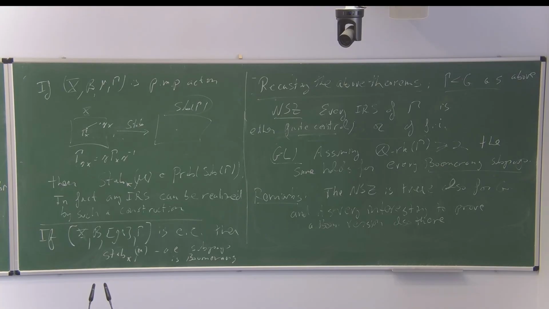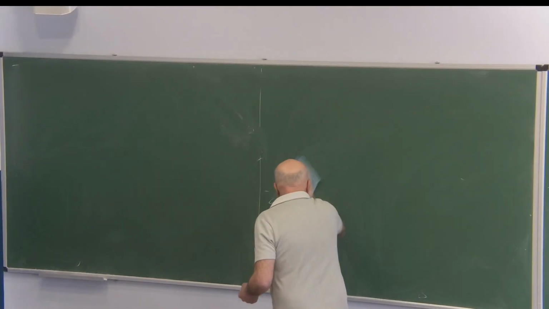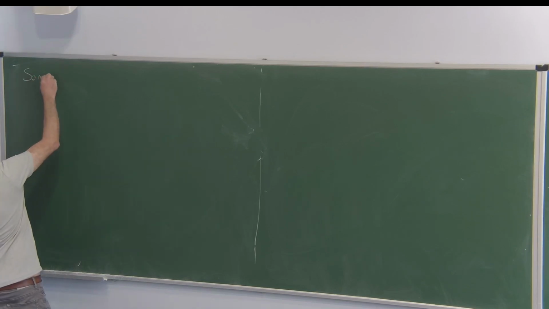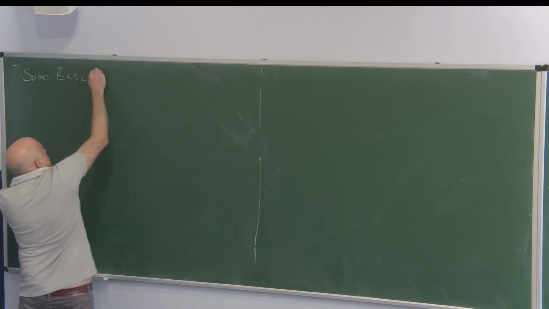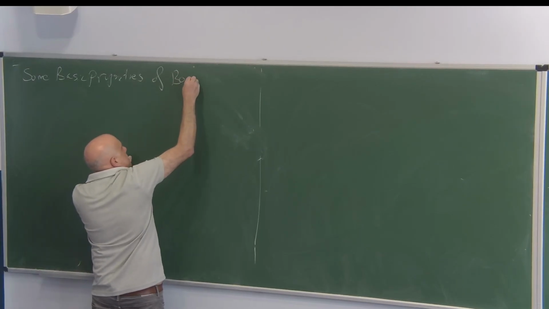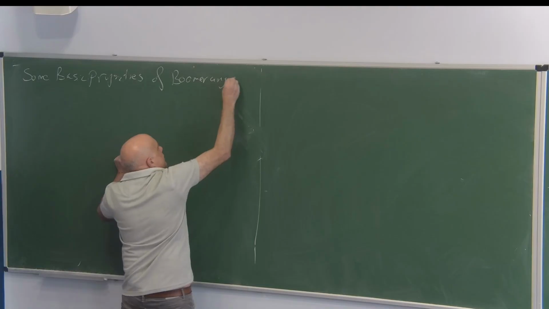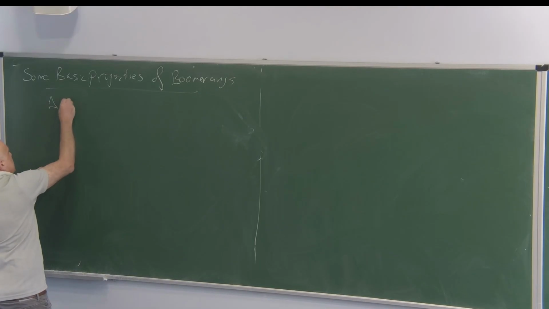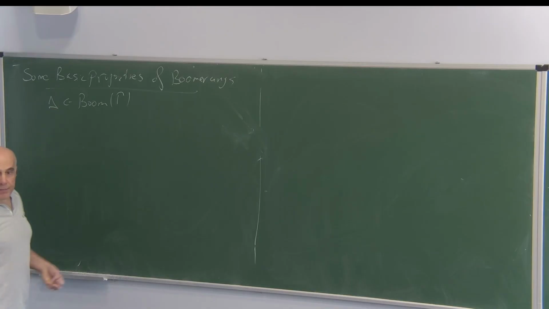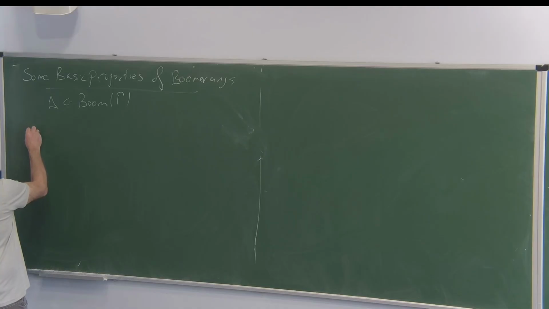I want to start developing some basic theory of Boomerang subgroups. Let's start with noting some basic properties of boomerangs. This is a completely general discrete group, so let delta be a boomerang subgroup in gamma. Let me write a few statements.